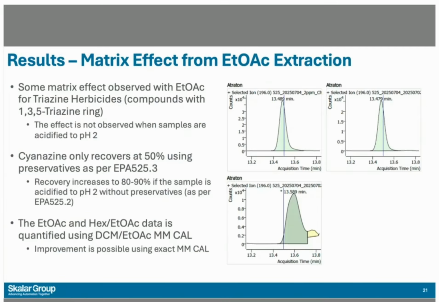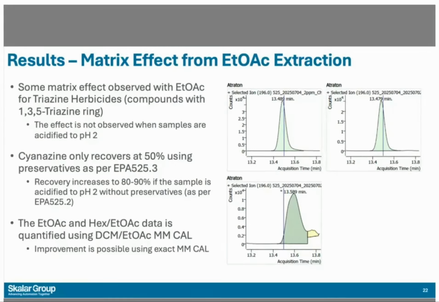So looking a bit more closely at that, there was an interesting matrix effect on a couple of these compounds, the triazine herbicides. When using pure ethyl acetate, we did see some chromatographic artifacts, I suppose. The ones on top are the standard on the left, the calibration standard, and then on the right is the hexane ethyl acetate peak, but the one on the bottom is the pure ethyl acetate extract. And so we can see some peak shifting, some broadening, and that affected the quantification.